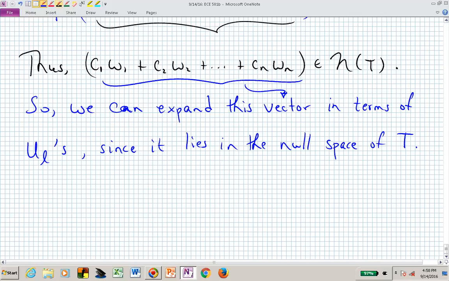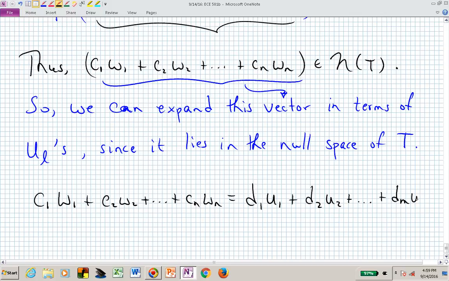We can now write that in equation form. We have C1W1 plus C2W2 up to CnWn. That is now equal to some linear combination, let's say D1U1 plus D2U2. How many of those did we have? What was the dimension of our null space? That was m, wasn't it? So this is up to DmUm.